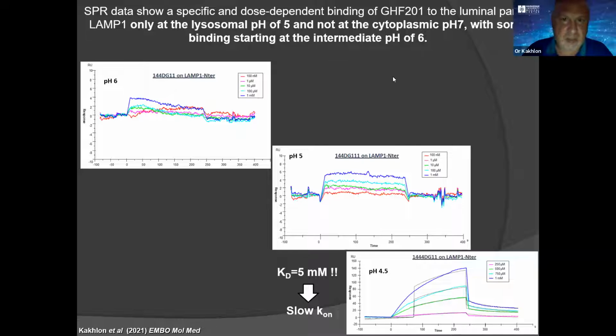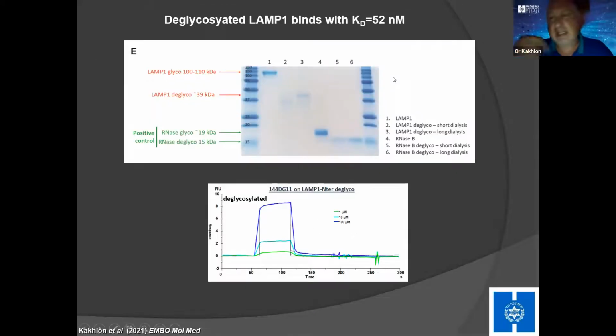And then we reasoned, or we hypothesized, that this is because LAMP1 is a heavily glycosylated protein. So there are many sugar residues which are bound to it. And as a result, there is actually a forest of sugars there. And just the diffusion of GHF201 to the amino acid in the protein where it binds is very slow. So we said, okay, what happens if we deglycosylate LAMP1, and allow the diffusion of GHF201 to be much faster? And lo and behold, this is what happens.